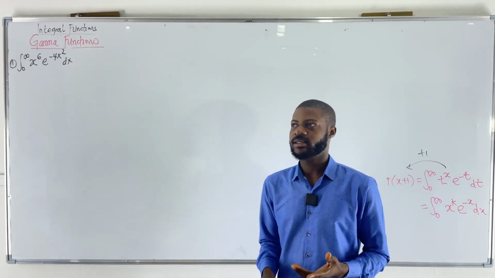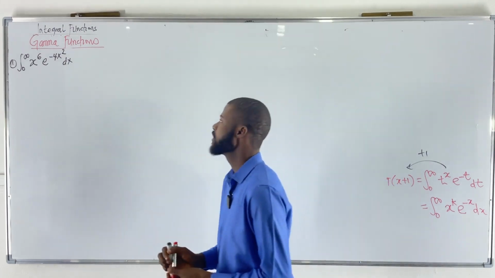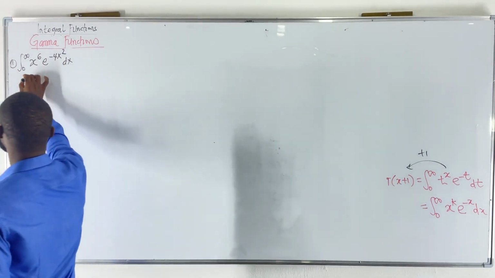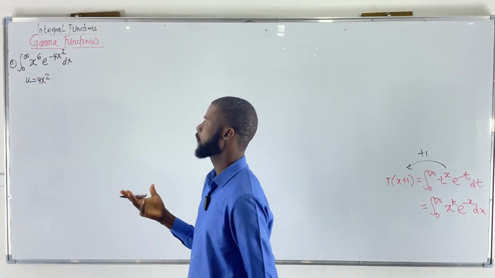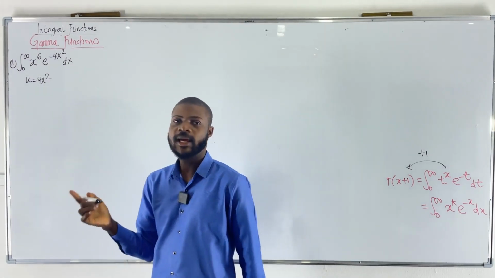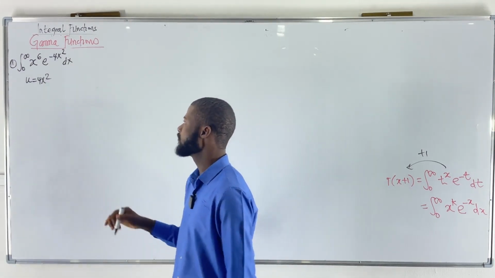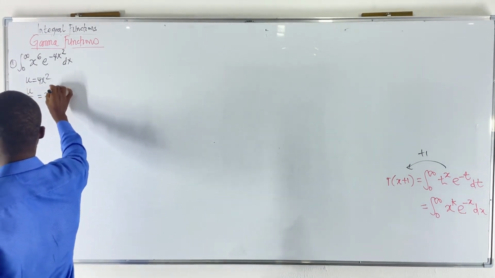Let us say that u should equal, I don't know why I like using u, you can use any alphabet of your choice. So u is equal to 4x squared. Now if u is equal to 4x squared, let us make x the subject. First of all, you have to divide by 4. So this is u over 4 equal to x squared.